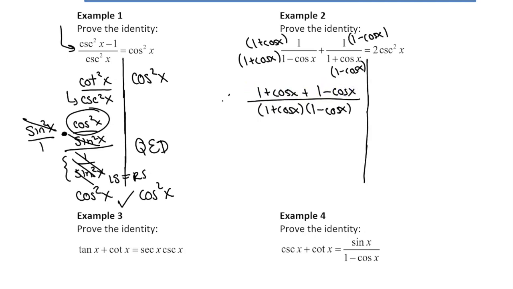If I want to simplify some things here, I could look at the top and ask, do I have any like terms? And I do. The 1 plus 1 could add together and we could create 2. And then the cos x minus the cos x would reduce with each other and cancel out completely. So we just have 2 on the numerator.